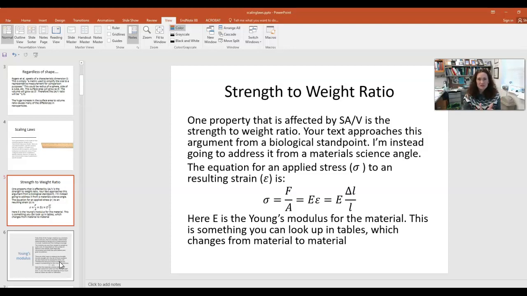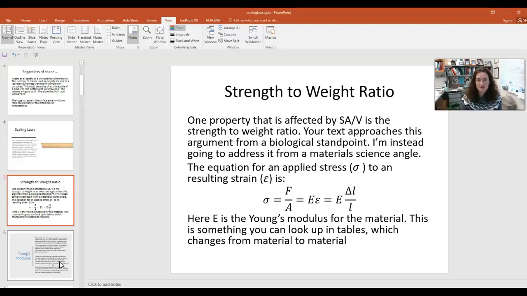Speaking of materials science, materials scientists use what's known as the stress-strain equation for describing the strength of materials. Here, the stress, which is symbolized by the Greek letter sigma, is equal to the force divided by the cross-sectional area of the material. For example, if I'm tugging on this fork along its axis, applying a certain force, it would be harder to stretch out a thicker, fatter fork than a tiny little skinny fork.